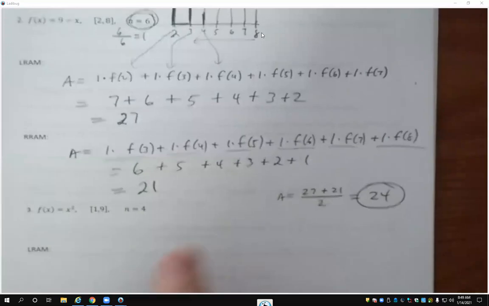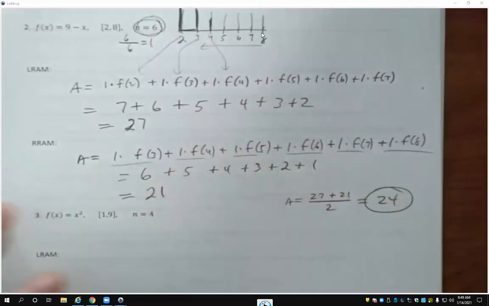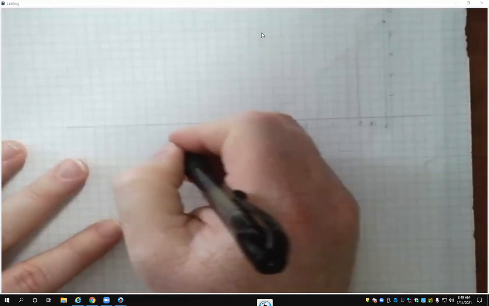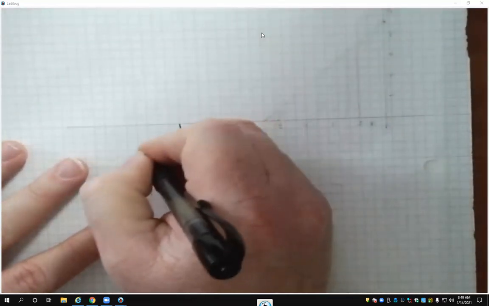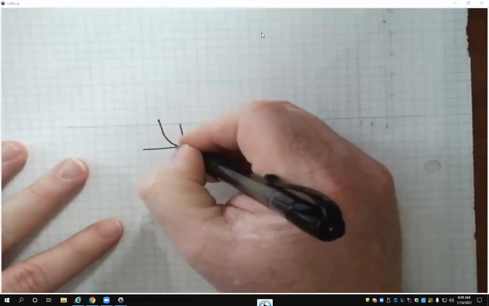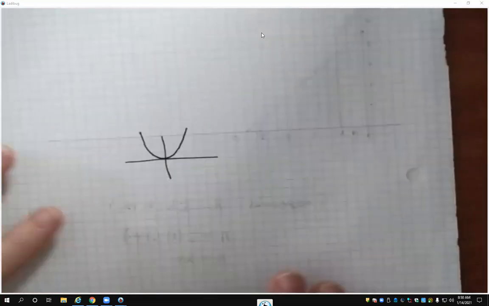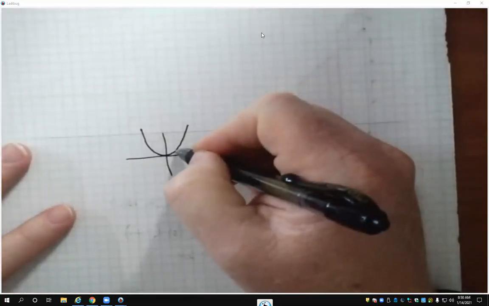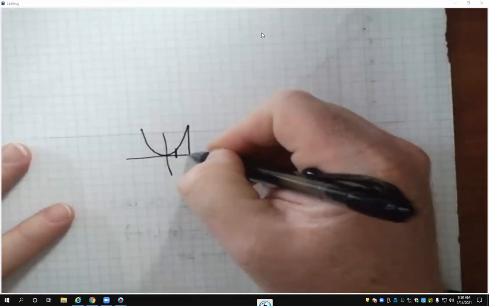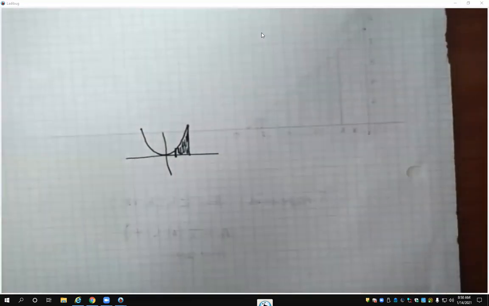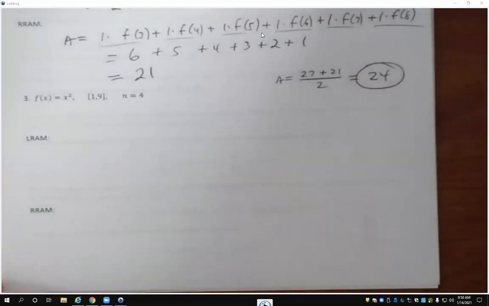Do I have any questions on how I came up with all this algebra in here? All right, so I'm just going to do a quick sketch of x squared. If I have the graph of x squared, and I'm going from 1 to 9, don't go based on this scale, but let's just say we're going from 1 to 9. I want to know the area of all this right here. Now we're curving, so there's no geometric formula that's going to help us with that. And so that's obviously where LRAM and RRAM come in.